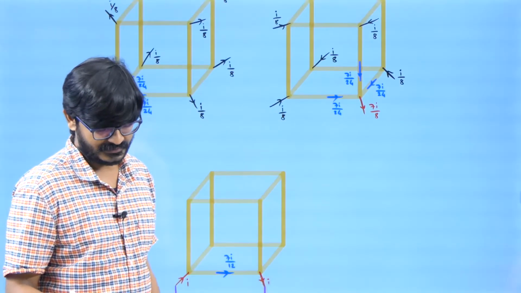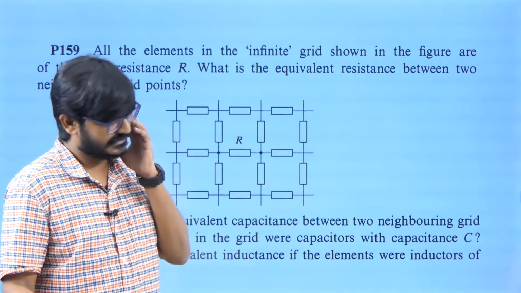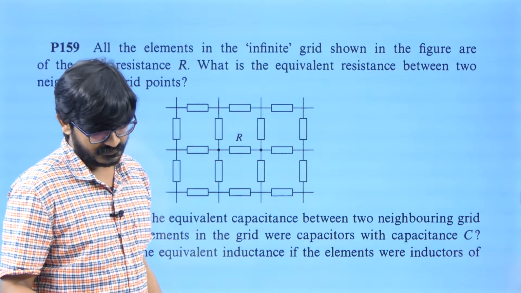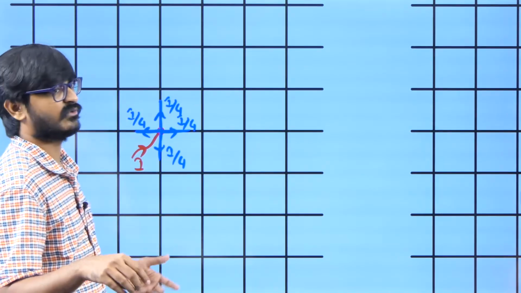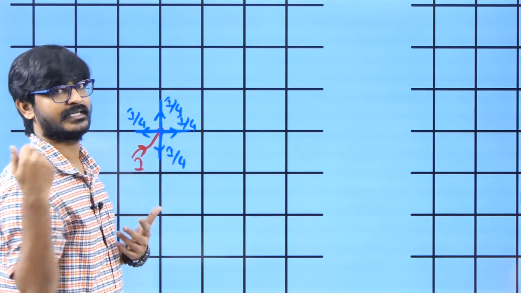Now we are going to extend it. All the elements in the infinite grid are shown. So what is the equivalent resistance between two neighboring points? Now what we are going to do is the same thing. Previously I gave 7I by 8 and I had taken I by 8, I by 8, I by 8.